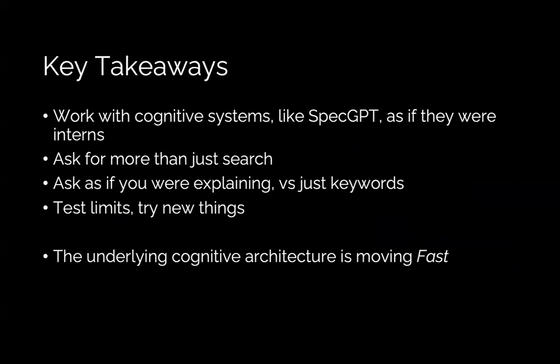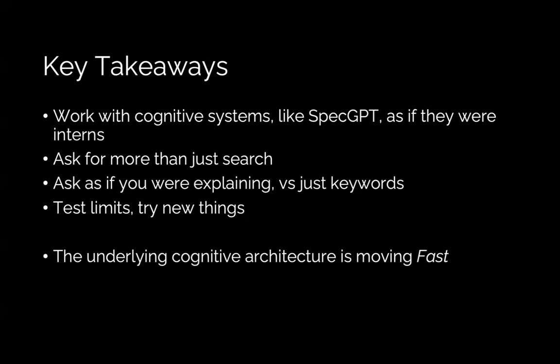So some key takeaways here. Working with cognitive systems like SpecGPT, think of them as interns, limited interns, and hopefully over time, they're going to get smarter and smarter. But nevertheless, these are able to do things. They bring intelligence. They don't bring experience, intuition, or judgment, my favorite three words. They're just like a smart intern who can go research things and maybe do some summaries. You're going to need to add your own intelligence and experience. But the point is you're asking for more than just search. Ask as if you're explaining. The prompting is really important, not just popping in keywords, and you'll get better things.